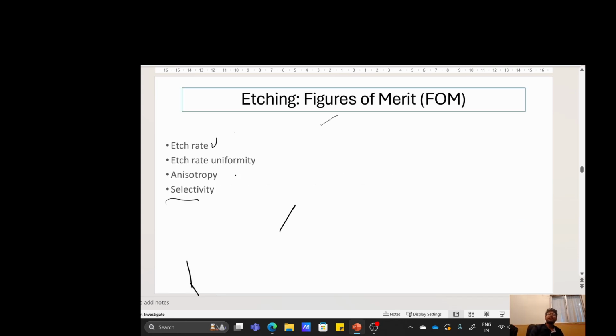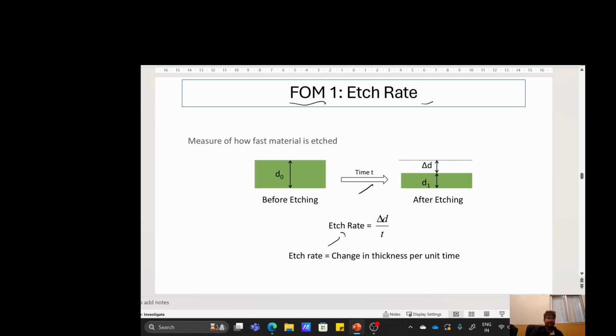Okay, what are the figures of merit of the etching? Like what is the etch rate? All these things we will discuss in detail in the subsequent slides: etch rate, etch rate uniformity, anisotropy, and selectivity. Now let us come to the etch rate first.